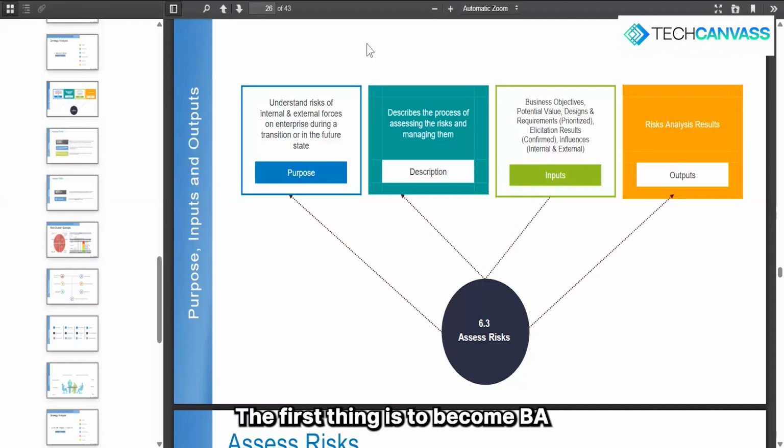The first thing is to become a BA. Once you become a seasoned BA, get all these certifications. You finally become a PO. I mean, that's a natural transition to a PO role.